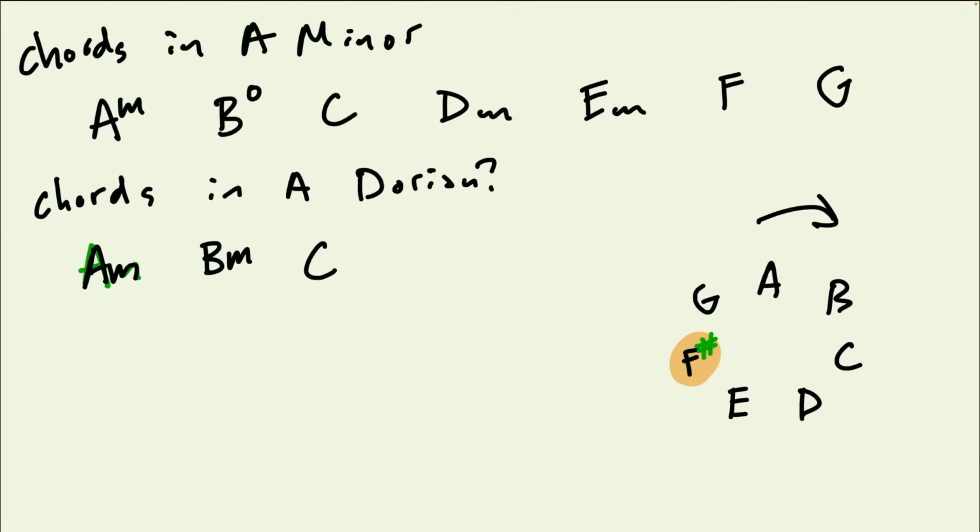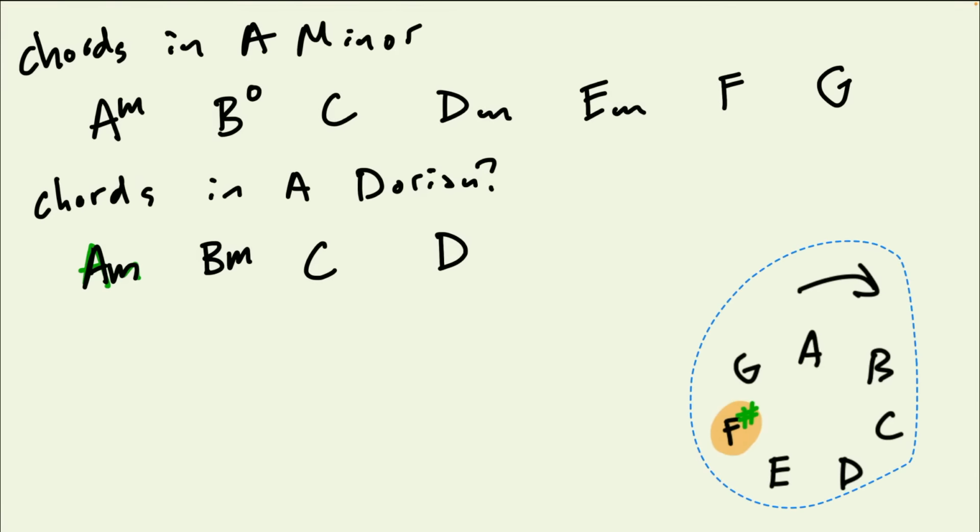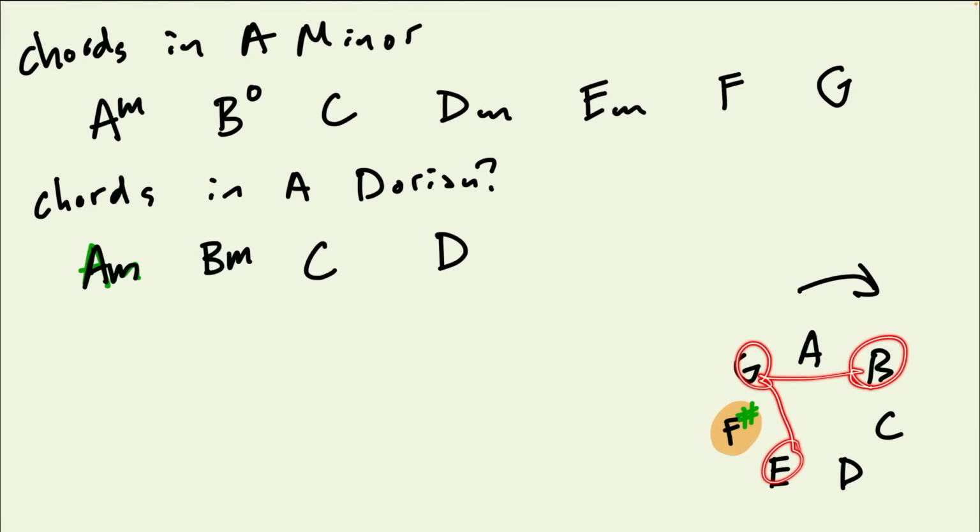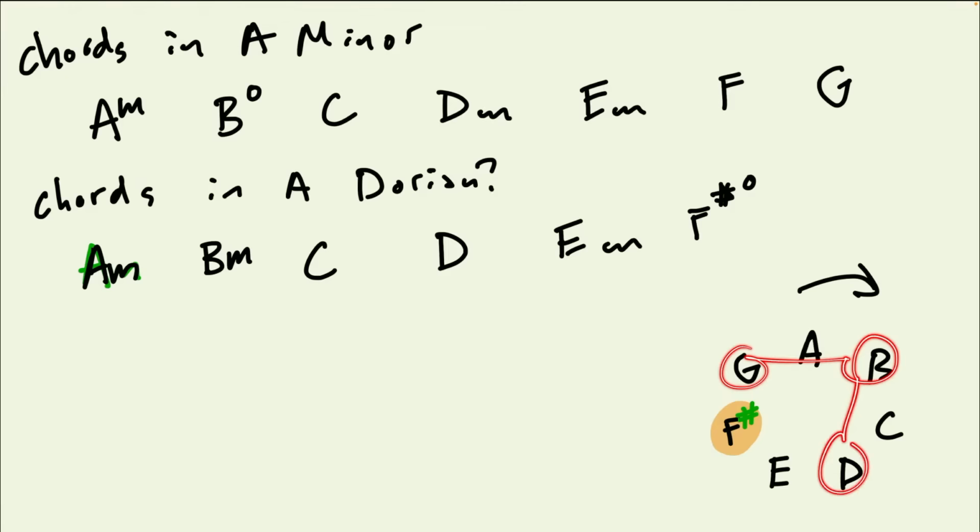What about the 4 chord? Well, the 4 chord was D, F, A. It is now D, F sharp, and A. So the 4 chord in Dorian is a major chord. That's kind of cool. Now, if we do this for the rest of the chords, E, G, B doesn't change. This was F, A, C, but is now F sharp, A, C, so we've got an F sharp diminished chord, and then we have G, B, and D, which is unaffected.